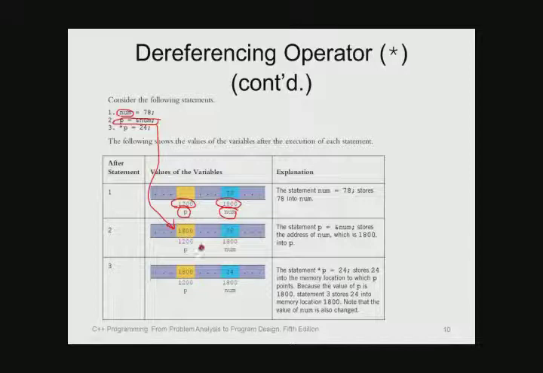As soon as p is set to the address location of num, p has 1800 as its data, which is where num is. And then as soon as we say, take what's in p and set it to 24, notice that what's in p is the memory address of num, and it's in that address location that we set the 24. So that's basically what a pointer is: a variable that holds an address location as its data.